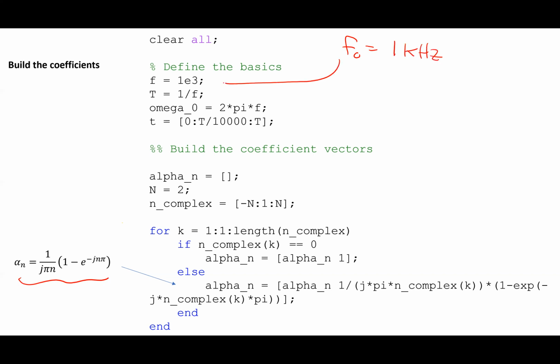All right, so there's my F like that. I defined my omega naught and everything. I defined a time vector. And what I've done down here is I have a section where I build the coefficient vectors. So there's where I build up the alpha vector. When I say the coefficients, what I mean is the alphas. So I'm going to build up the alphas.